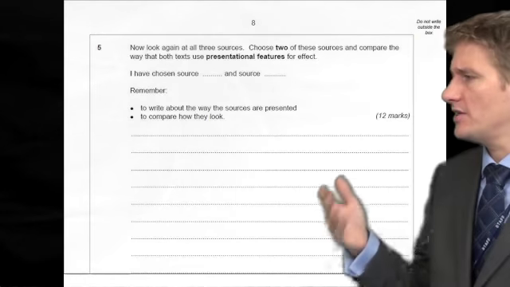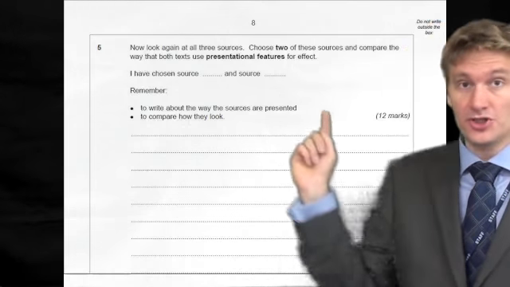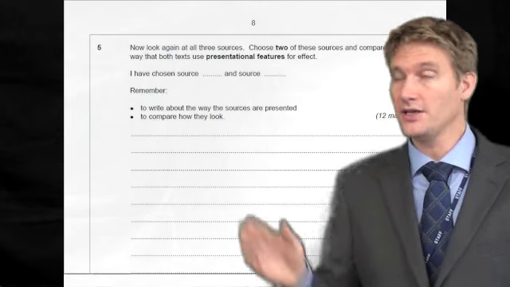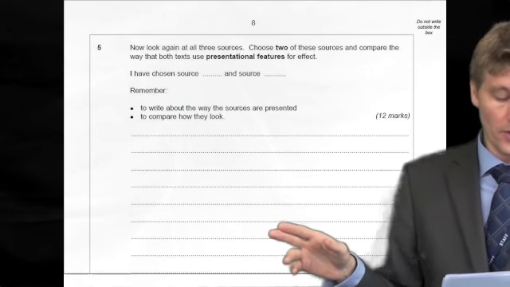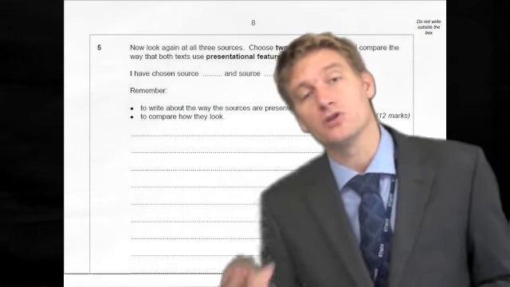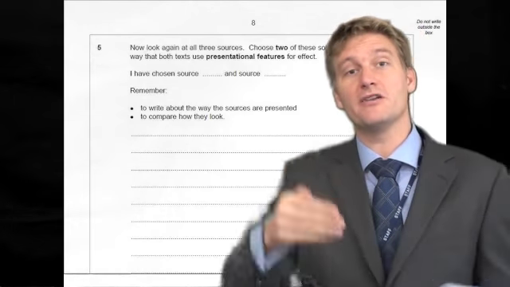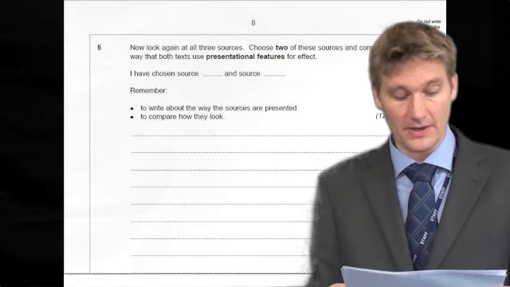And again, we'll have a look at this and I'll show you a model. Now, notice that you choose which sources to look at. Okay, it doesn't tell you which ones to look at. You choose two out of the three and write them in the box. Okay, so obviously try and choose the ones where there's a lot to write about presentation. Don't choose one if it's really, really blank looking. It should be quite obvious, I think, which are the better sources to write about.